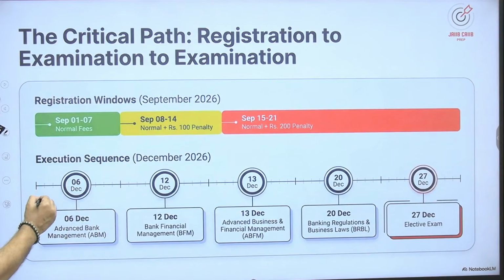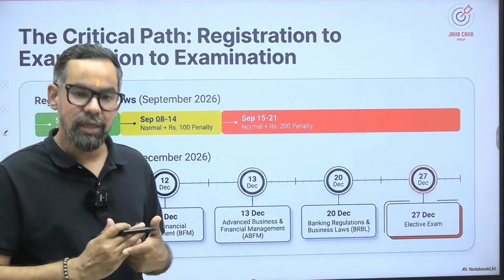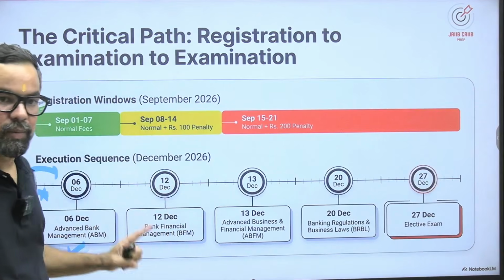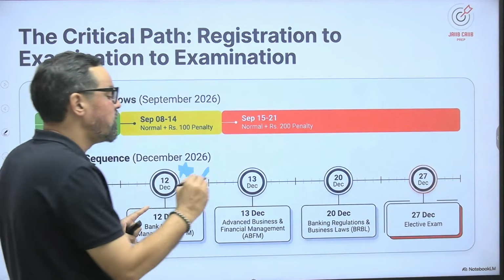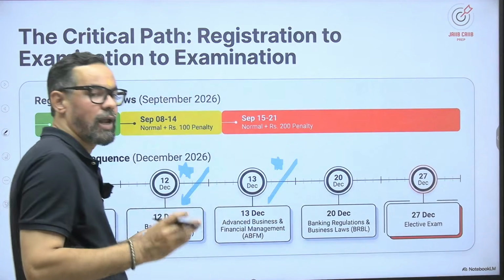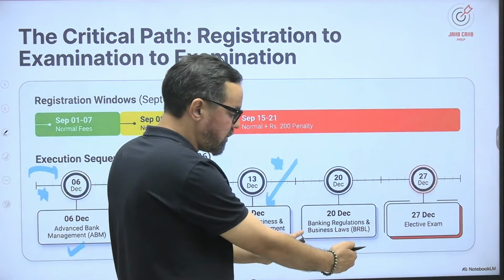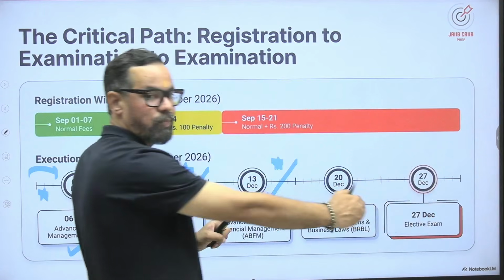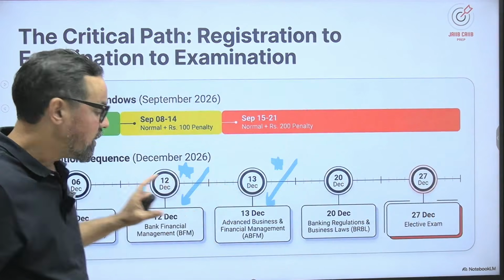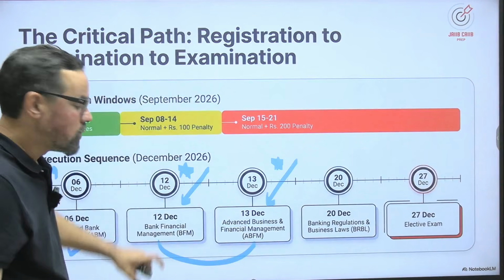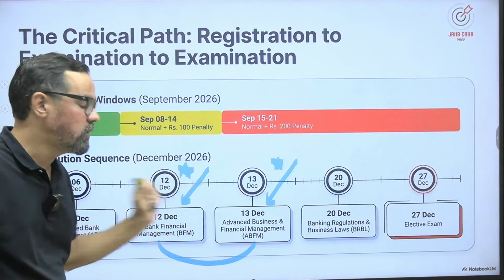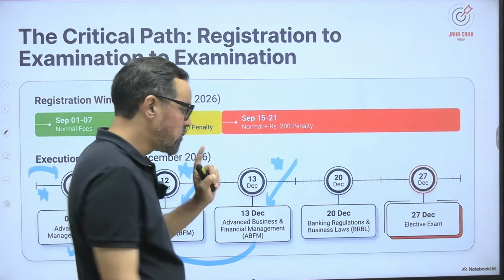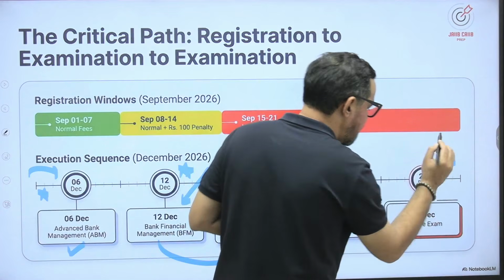Our first paper will be on 6th December, which is ABM, which should be part of your overall preparation, but you can consider this subject at the end, right? You do not have to start with ABM. Then on 12th December you will face the BFM paper, and on 13th December the ABFM. Usually in the last 3-4 sessions, whether it was ABFM and BRBL back to back, or BRBL and HRM, or whatever your elective subject was, but this time these two subjects are equally difficult and you are going to face them back to back, which means you cannot rely on the exam week. Anyhow, you have to start preparing from either of these two subjects first. Then comes BRBL on 20th, and finally your elective subject on 27th.